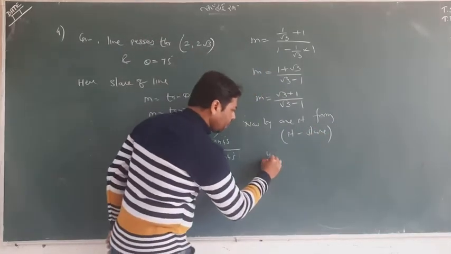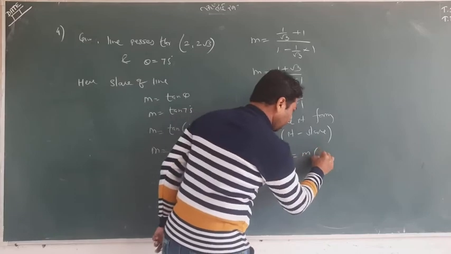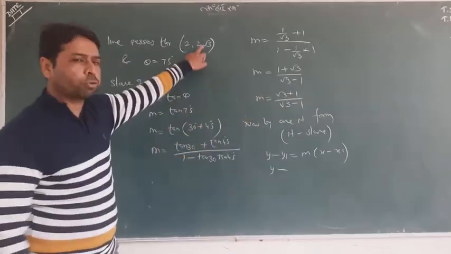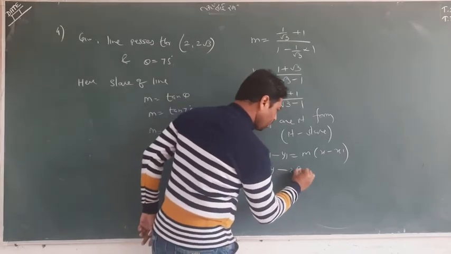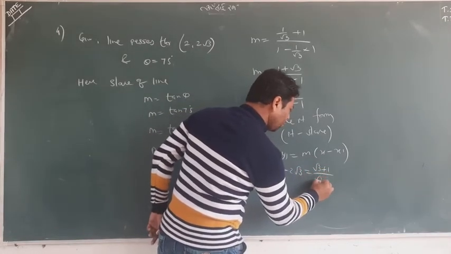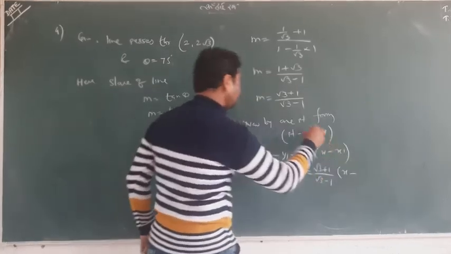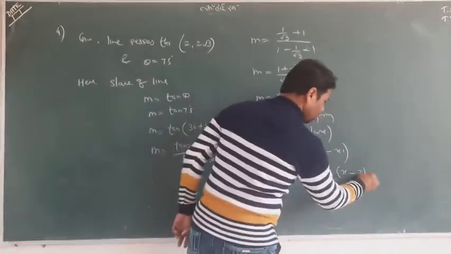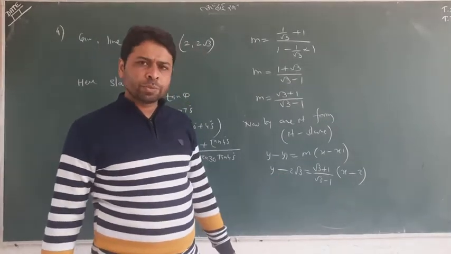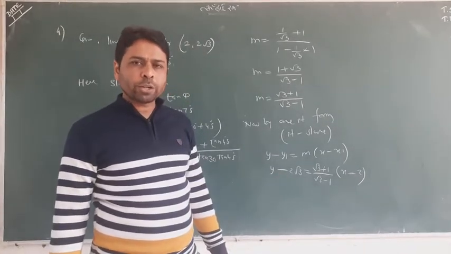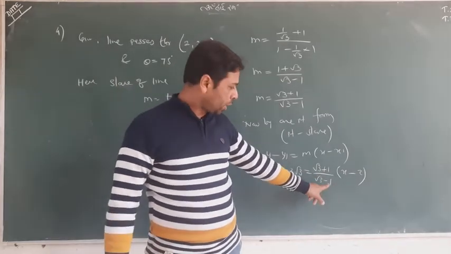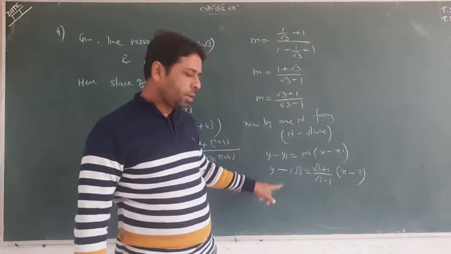Now, by the one-point form, also called point slope form, the answer is y minus y1 equals m into x minus x1. What is y1? 2 root 3. What is m? Root 3 plus 1 upon root 3 minus 1. And x minus x1 is x minus 2. So this is your answer. You can do more work on that, or you can leave it here. It does not matter at all, whatever the answer is in the back of the book.